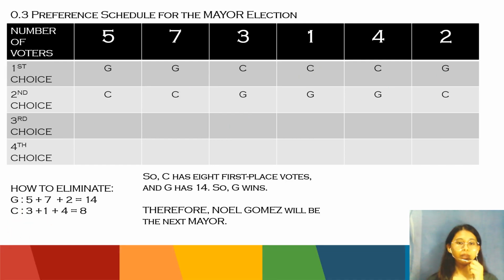Just like what we also did on our first and second example, on the final step, we need to determine who is the final winner. So G has 5 votes, 7 votes plus 2 votes that equivalent to 14 votes. While C has 3 plus 1 plus 4 that equivalent to 8 votes. So C has 8 votes and G has 14. So G wins. Therefore, Noel Gomez will be the next mayor.